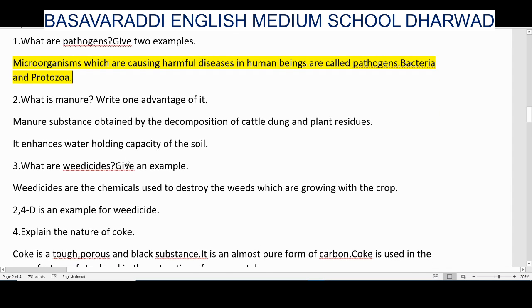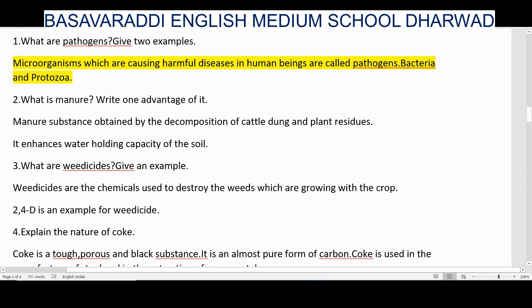Moving on to the next question. What is manure? Write one advantage of it. In the agricultural field, during crop production, manure is very important. Manure is a substance obtained by the decomposition of cattle dung and plant residues. It is a very organic substance.